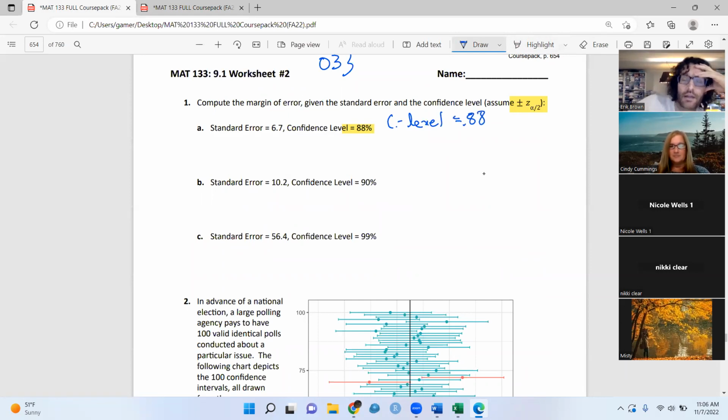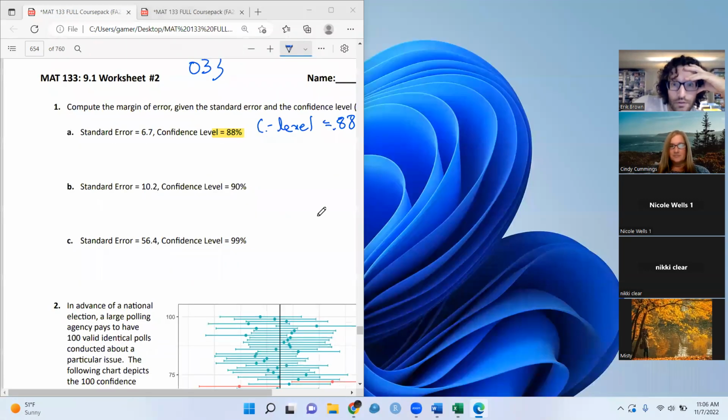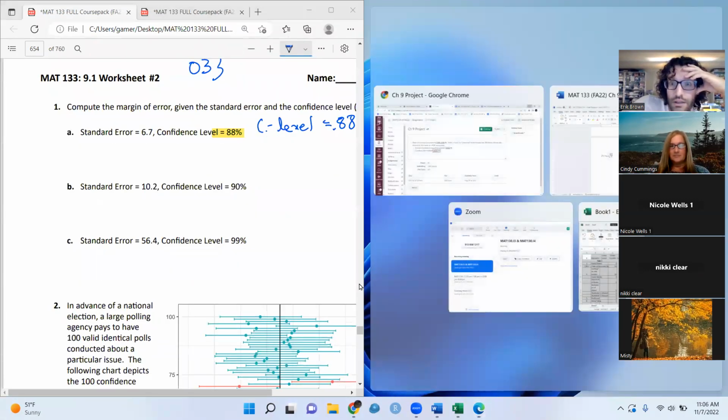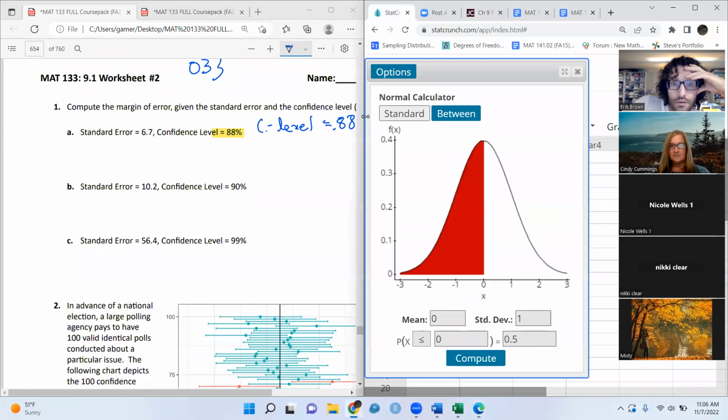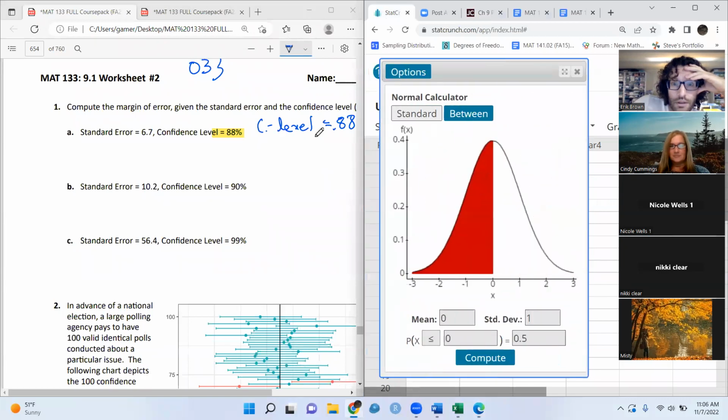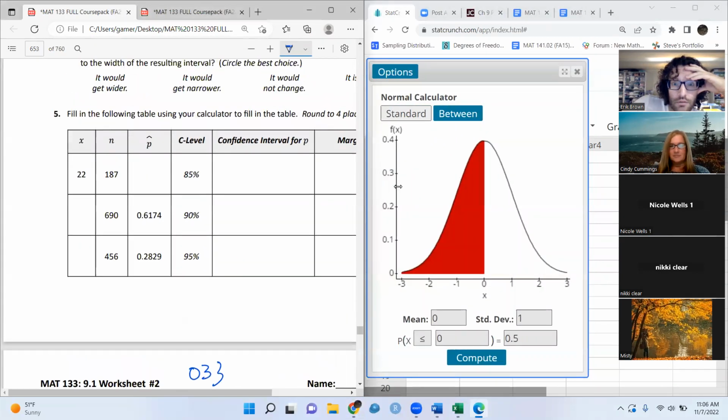So to calculate the critical Z values, we just need to get to StatCrunch. Oops, that's not what I wanted to do. Come on now.